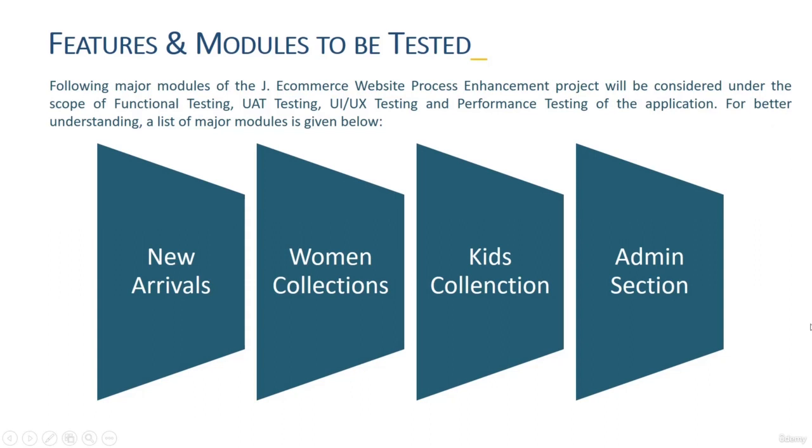For better understanding, we also specified the list of modules. We said that new arrival, women collections, the kids collections, and the admin sections are in the scope of the testing activities. Other modules, like the men's collections, and so many other modules that are showing, we are not targeting. We are only targeting what the customer is telling us. Based on the customer requirements, we selected these 4 modules.